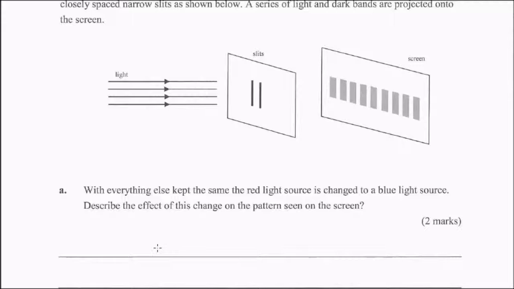Describe the effect of this change on the pattern seen on the screen. Now I can't quite remember why I didn't like this one, but the important thing is that blue light diffracts less, so that will make the fringe spacing smaller. I think that's a reasonable answer for that question.